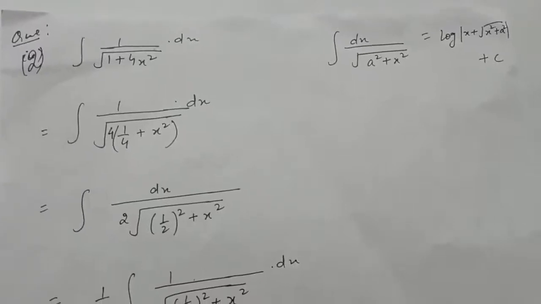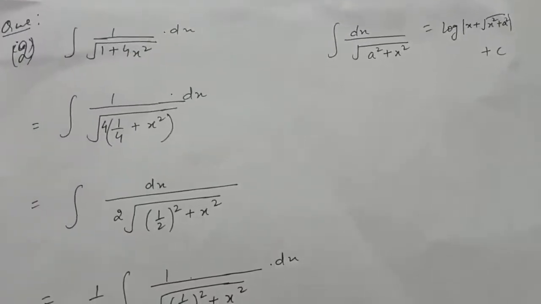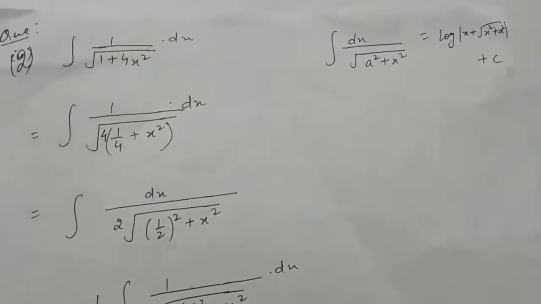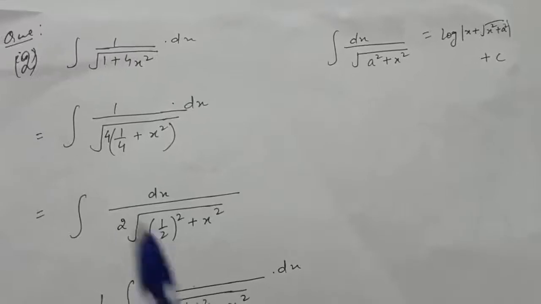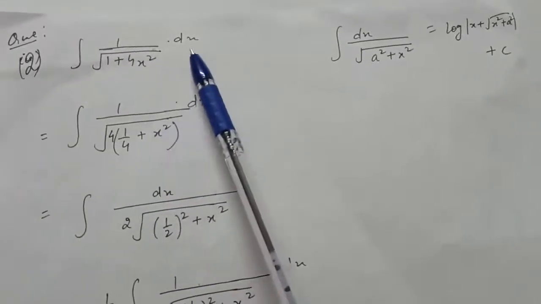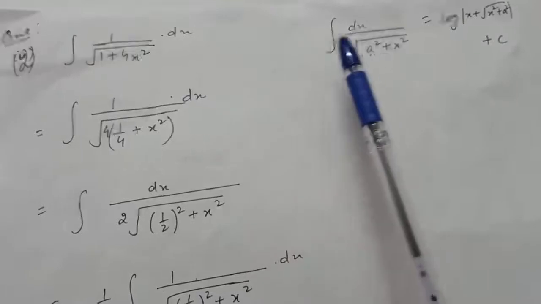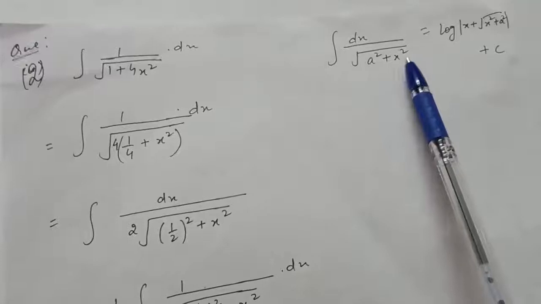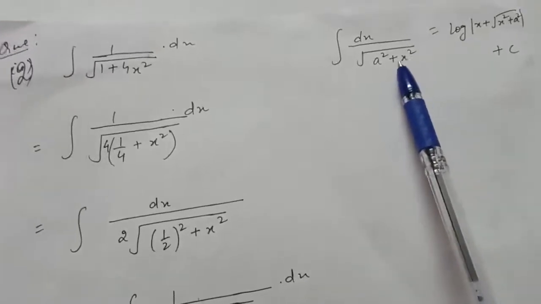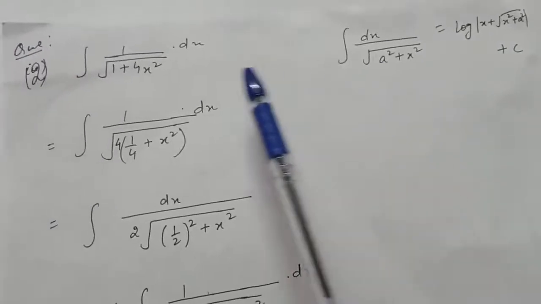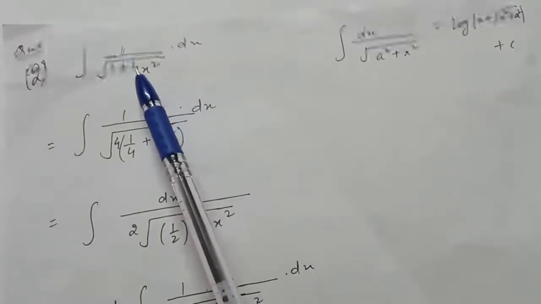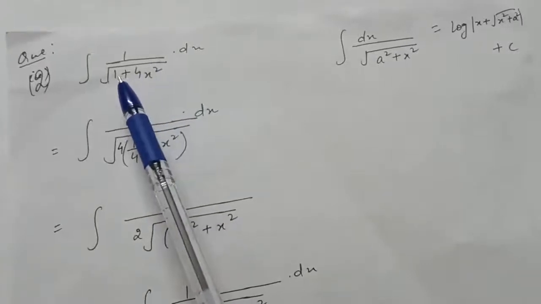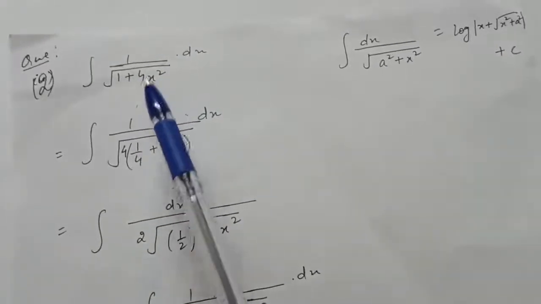Now see the next question, which is question 2 of exercise 7.4. In this you have to find out the integral of 1 upon root 1 plus 4x square into dx. Now see, we have the formula of the integral 1 upon root a square plus x square. See here the coefficient of x square is 1. Here the coefficient of x square is 4. Therefore, first of all we will make this coefficient of x square as 1. For this take out 4 common from both of these terms.